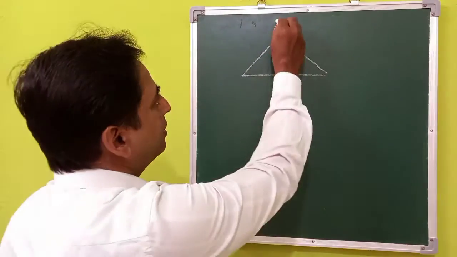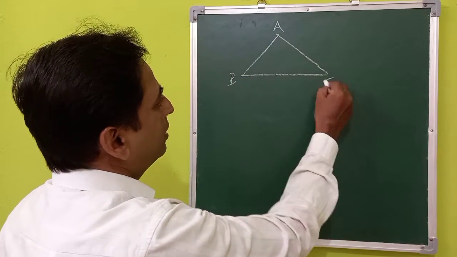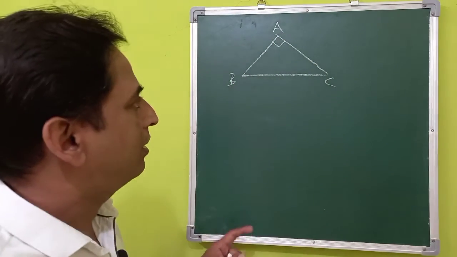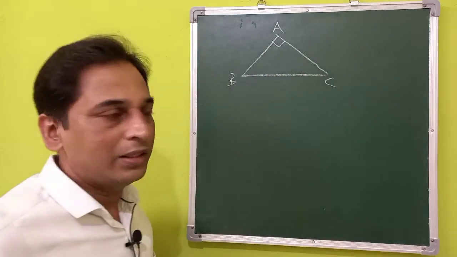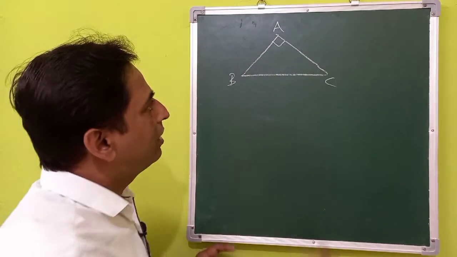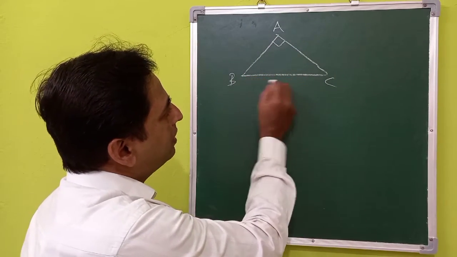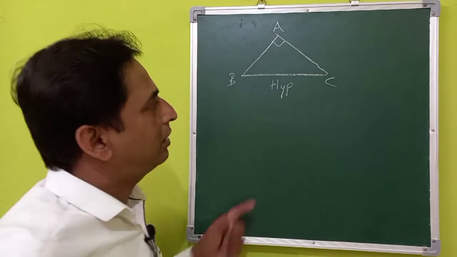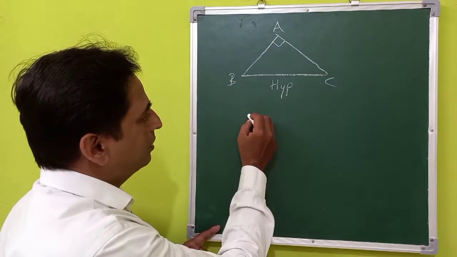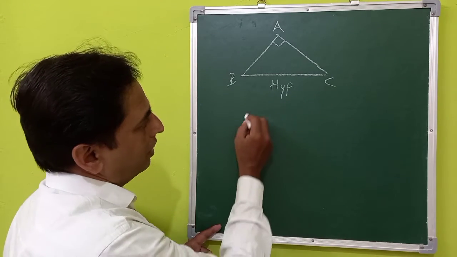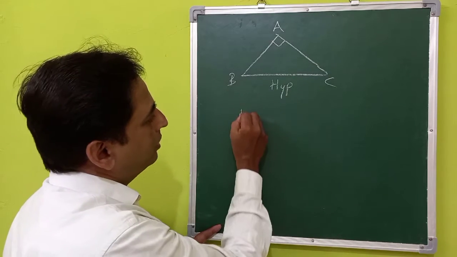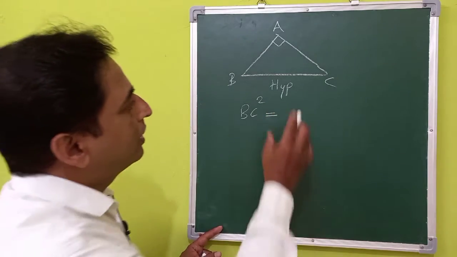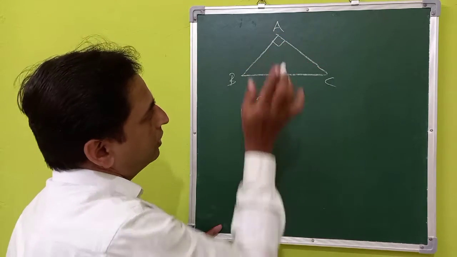So let us consider a triangle ABC in which A is a right angle, that is A is 90 degrees. In this triangle, BC is the hypotenuse and AB and AC are the other two sides. As per the Pythagoras theorem, the hypotenuse square, that is BC square, will be equal to the sum of the squares of the other two sides.